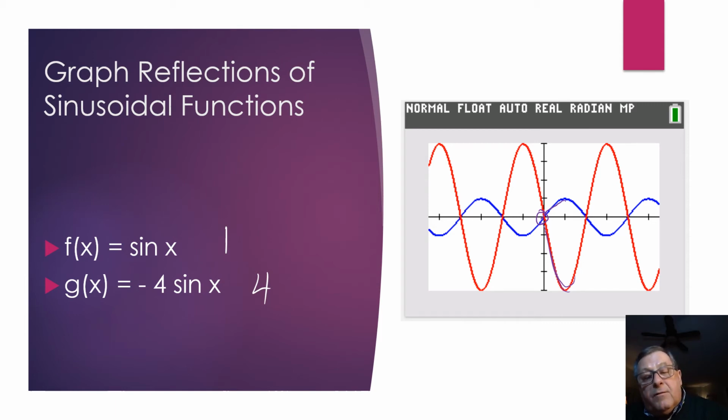And what causes that reflection? The negative coefficient. The absolute value of that coefficient is what affects our amplitude. All right, well, next we're going to look at horizontal dilations, and this is going to affect the period of a function.